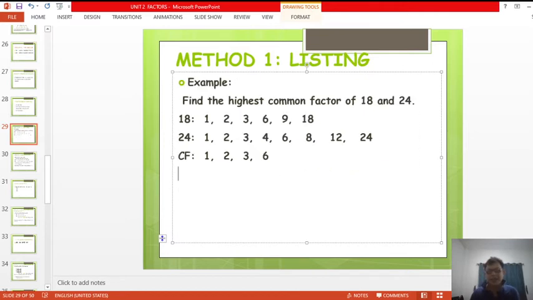So what's the next step? The next step is to find the highest, because the question is to find the highest common factor. This is called listing. You list down everything, right? So what's the highest number here? 1, 2, 3, 6. Of course, it's very obvious. The highest number there is 6. So your answer is 6. The highest common factor here is 6.